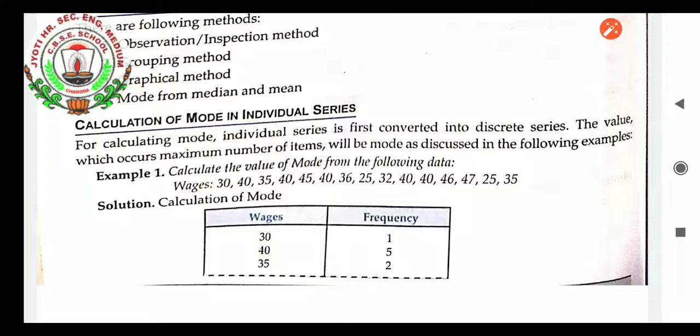You can first arrange the data, or not arranging also you can do so. How it is done in the book: 30, how many times did it come? First frequency, how many times? 40, then 35, then 45, then 36, 25, 32. Then 46, 47, 25 already written, 35 also written. After writing this series in sequential order, you just find out how many times the wage 30 is repeated. It is repeated 1 time.